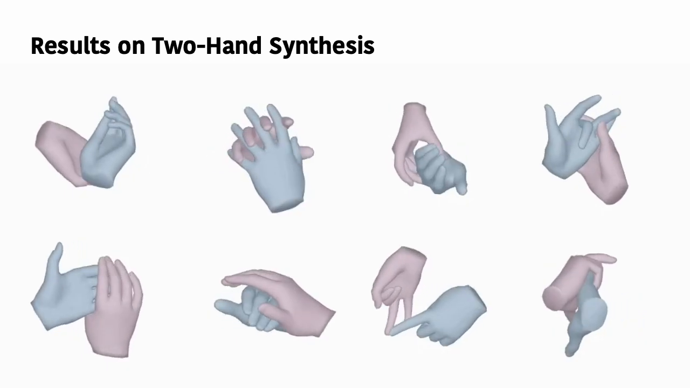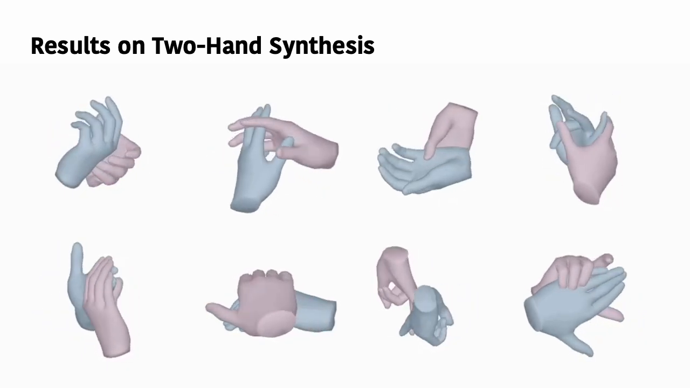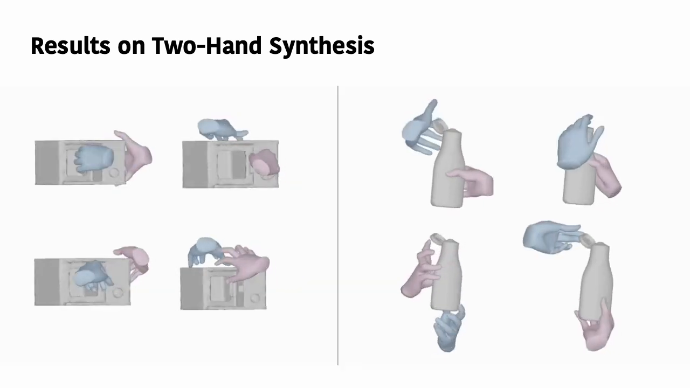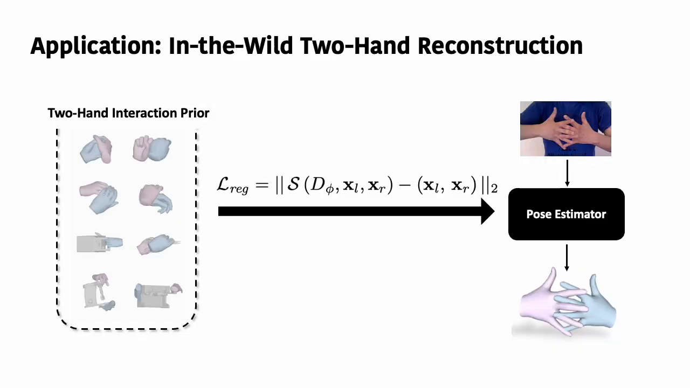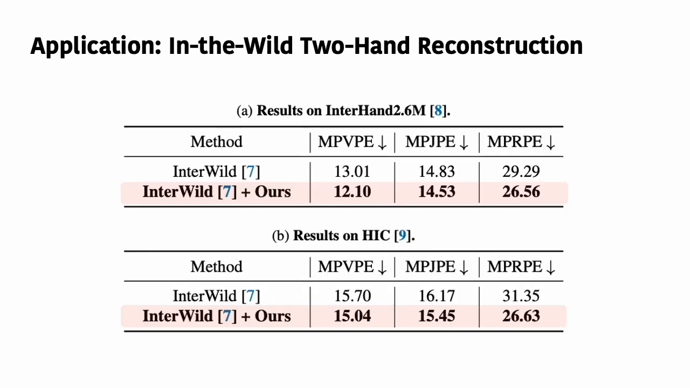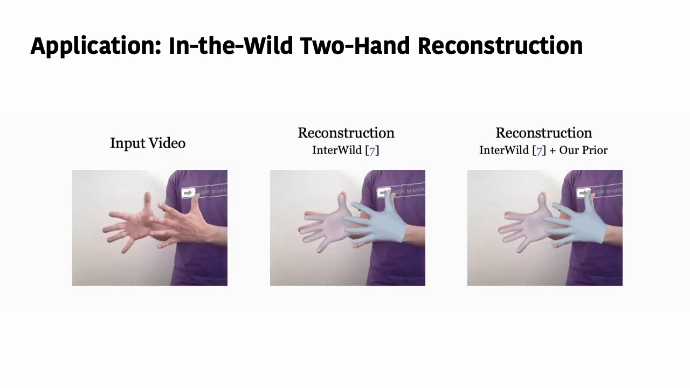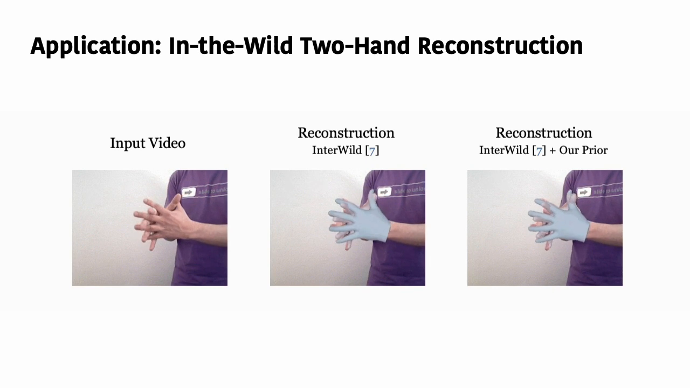Our prior captures diverse and plausible two-hand interactions. We also show that fine-tuning an off-the-shelf model using our prior via a score distillation sampling-like loss achieves new state-of-the-art accuracy in in-the-wild two-hand shape reconstruction. Incorporating our prior leads to more plausible two-hand reconstructions.